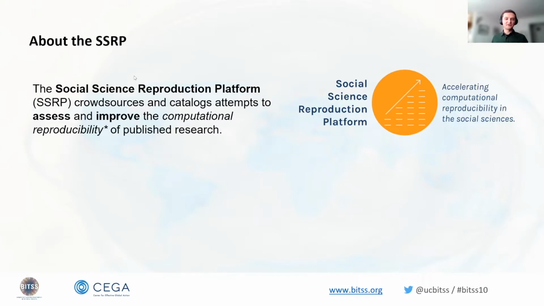The SSRP is part of a larger project called Accelerating Computational Reproducibility. As the name says, the goal is to improve the computational reproducibility of social science research. The platform is one tool to do that. We crowdsource large-scale assessments and improvements of reproducibility, but the platform is also a teaching tool, in the sense that it helps build capacity among future social scientists, equipping them with the basic skills of how to do reproducible research through learning by doing.